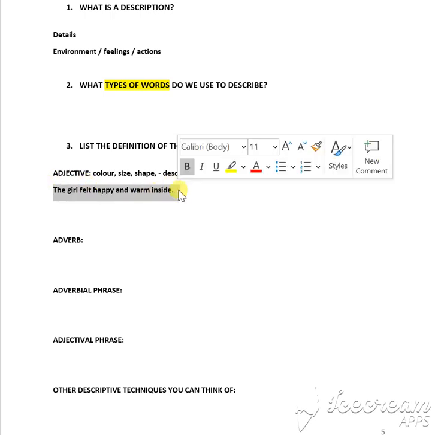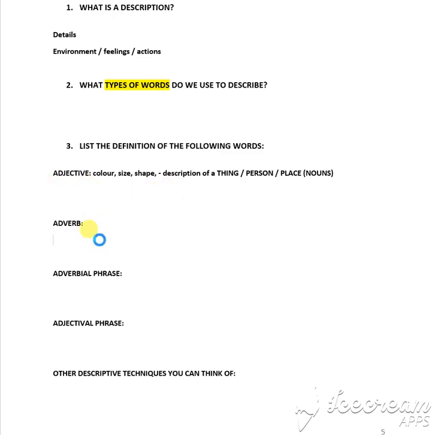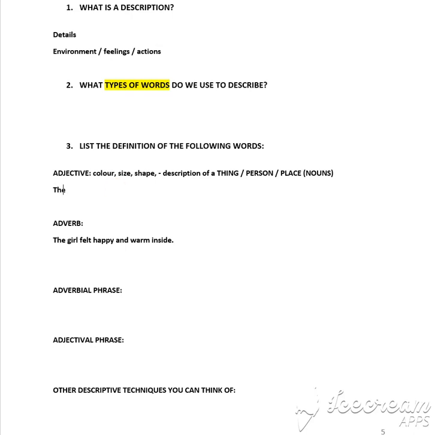sorry, I just used the wrong example. That's the next one. If I turn my brain on, it'll help. The girl's smile was broad and stretched across her face. There we go. That's the one I want.